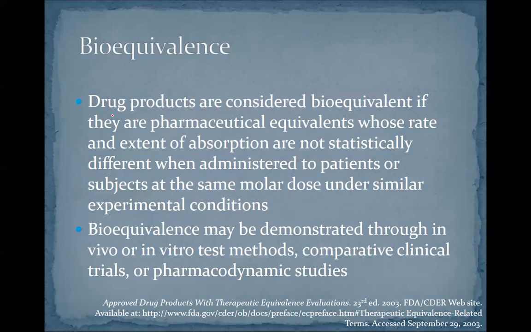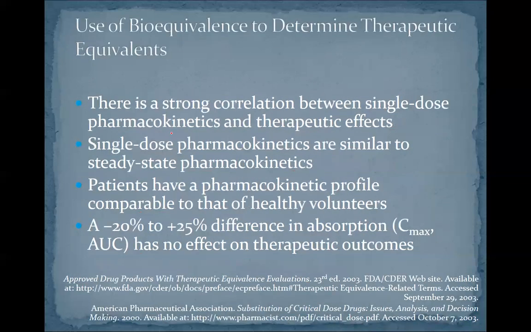What is bioequivalence now? Bioequivalence is when pharmaceutical equivalents have a rate and extent of absorption that are not statistically different. This is the major term. Statistically different when administered to the patient or subject at the same molar dose under similar experimental conditions. Bioequivalence may be demonstrated through both in vivo and in vitro methods, and even through pharmacodynamic studies and comparative clinical trials. There is a strong clinical correlation. We tend to go for single dose pharmacokinetics, and we have a pharmacokinetic profile that is comparable to that in healthy volunteers.